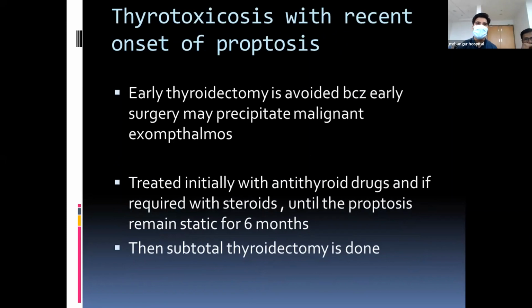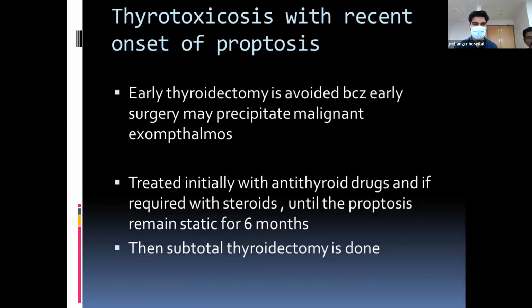Now, if there is a patient of thyrotoxicosis with proptosis, early thyroidectomy is avoided because early surgery may precipitate malignant exophthalmos. So it should be treated initially with anti-thyroid drugs and if required with steroids until the proptosis remains static for 6 months, then subtotal thyroidectomy is done. Thank you.